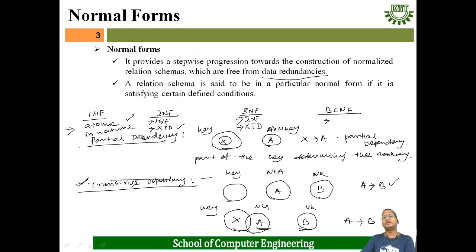A relation is said to be in BCNF if it is in 3NF plus the functional dependency condition. In all the functional dependencies, the left-hand side part is a key attribute. That means it may be a candidate key or super key.